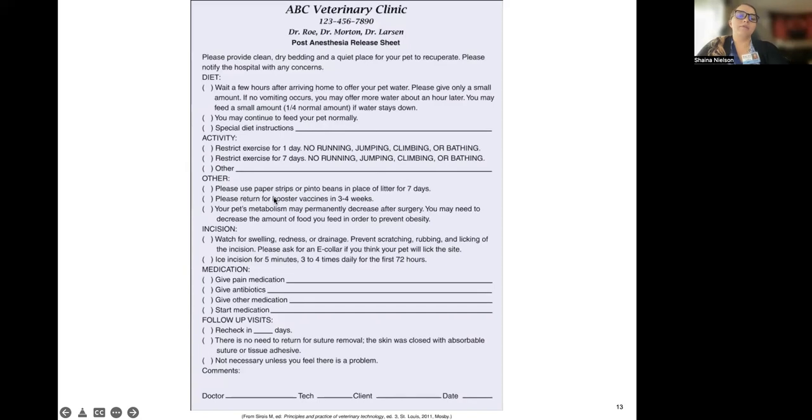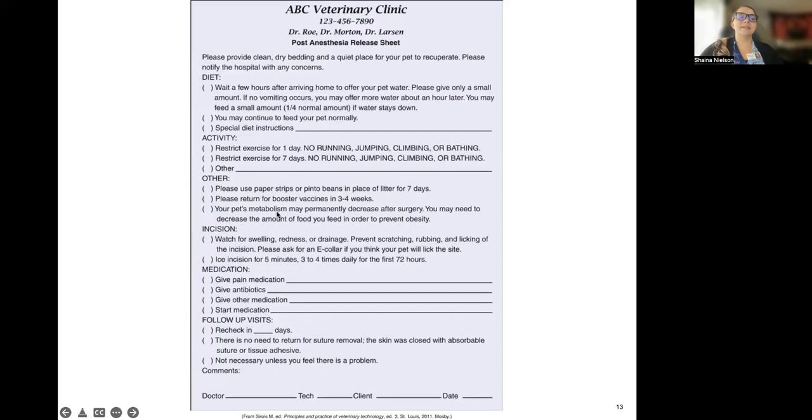And then other information, if there is something with the paws, especially our kitty cats. If they had a toenail that was ingrown and we had to remove it and put a bandage on their paw, we might instruct them to use strips of paper or some other type of kitty litter in place of their normal one. We might also need to remind them about vaccines or things like that.